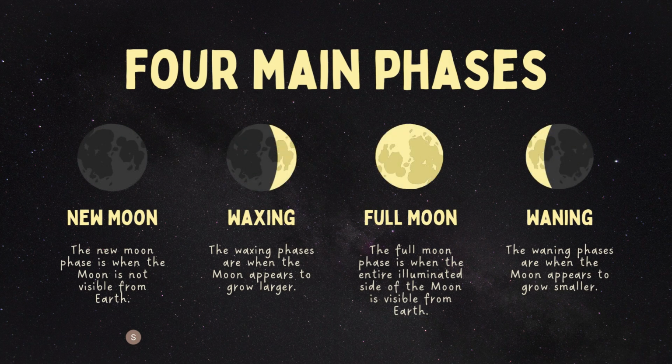Now, the four main phases of the moon are a new moon, when there's no light shining on the moon, meaning that the moon looks black and none of it is illuminated, so none of it's shown. Waxing, where it is starting to grow larger or grow with more light. A full moon, where it's completely full and the entire moon is illuminated, which means that all of the sun's light is heading onto the moon. And lastly, waning, when it looks like the moon is losing its light and appears to be getting smaller.